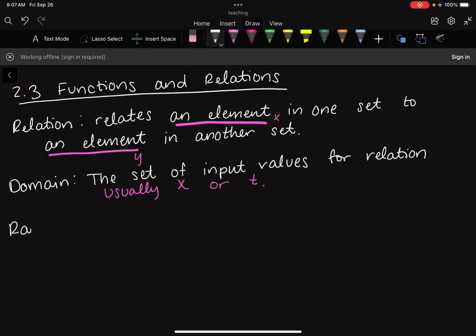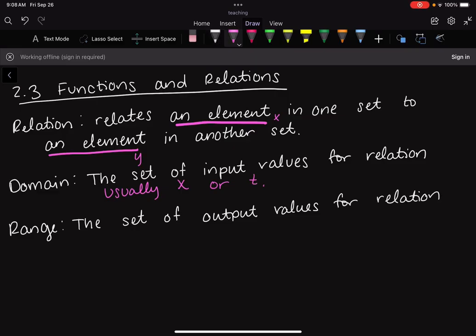Then we'll have our range. And our range is the set of output values for our relation. And so usually this is going to be like our y values.